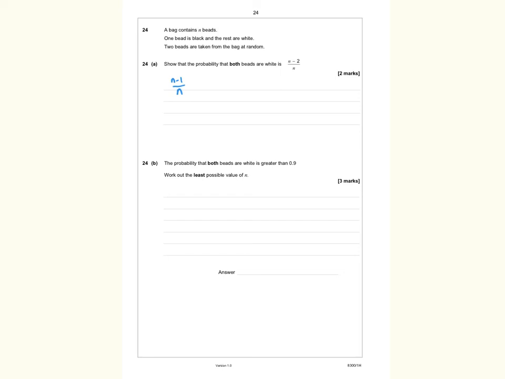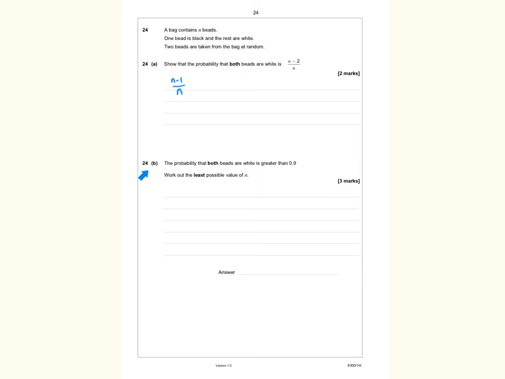When the second bead was taken, now the denominator would be n − 1 because 1 bead has already been taken. And the numerator must be n − 2 because one of the white beads is gone, 1 bead is black, and there are n − 2 white beads left. Then you would multiply the two fractions, and then you need to show that it simplifies to that.